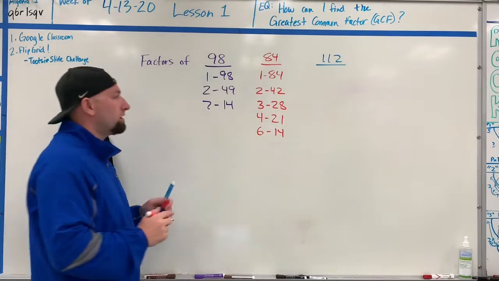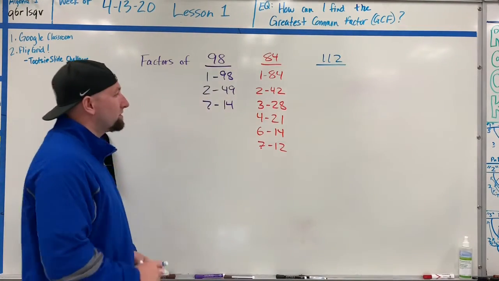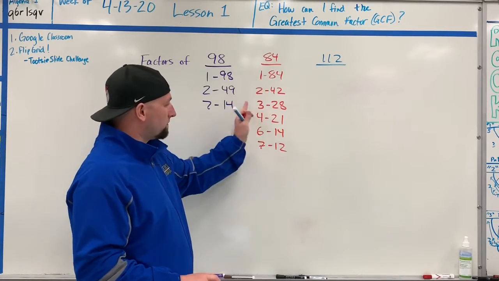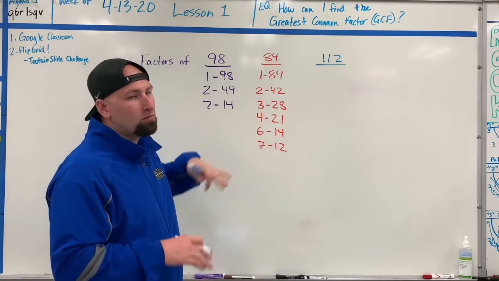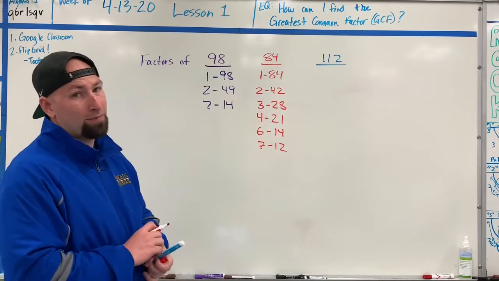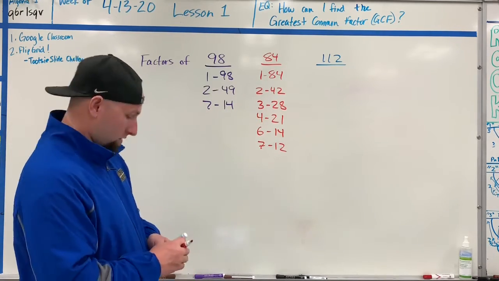And the last one is 7 and 12. So that's a bunch of numbers. We could list those out, but we're just going 1 times 84, 2 times. And if you would have gone 84 divided by 5, it would have been a decimal. Not good. 84 divided by 8, decimal. Nope, not going to happen, because 8 times 10 is 80, 8 times 11 is 88.